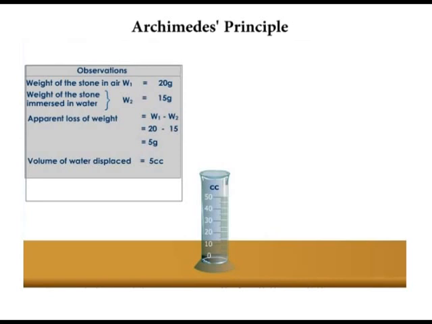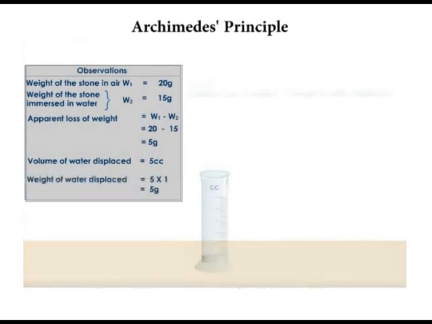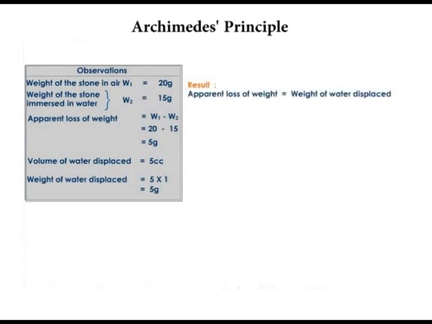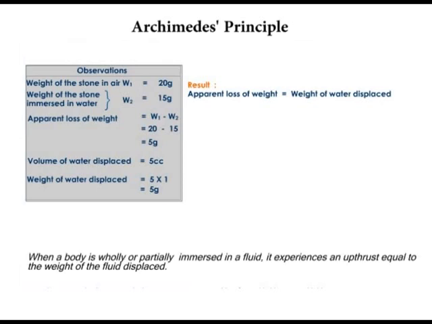Since the density of water is 1 gram per cubic centimeter, the mass of water displaced is equal to the volume. This apparent loss of weight is equal to the weight of the water displaced. Thus, when an object is partially or wholly immersed in a fluid, it experiences an upthrust equal to the weight of the fluid displaced. This is called the Archimedes principle.